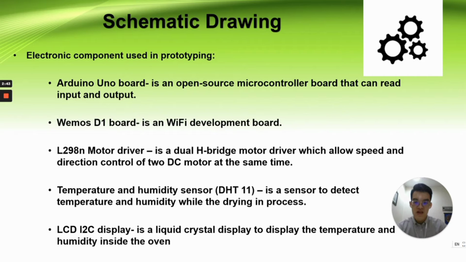Next is a temperature and humidity sensor. This sensor is playing the most important role in our prototyping, which is to control the motor speed using the temperature. So the function is to detect temperature and humidity during the drying process. Next one is the LCD I2C, which is a liquid crystal display to display the temperature and humidity inside the oven.